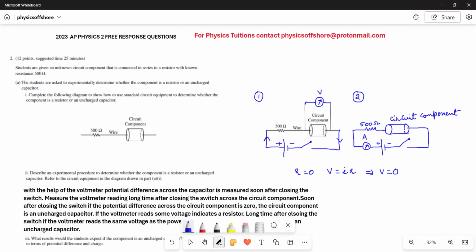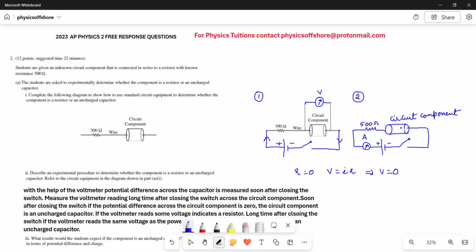Soon after closing the switch, what happens if the circuit element is an uncharged capacitor? It will read the current, whatever the current flowing in the circuit. After a long time after closing the switch, once the capacitor is fully charged, it acts like an open switch, and then the circuit will be open. And the ammeter shows 0 reading. This is an indication that the given circuit component is an uncharged capacitor.